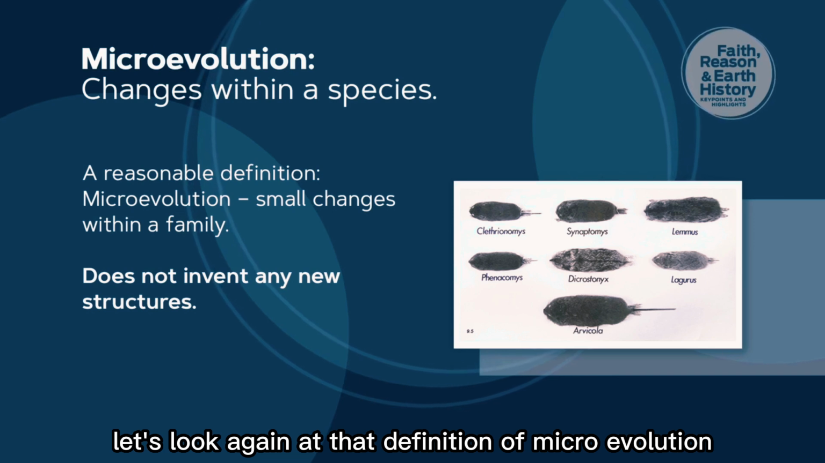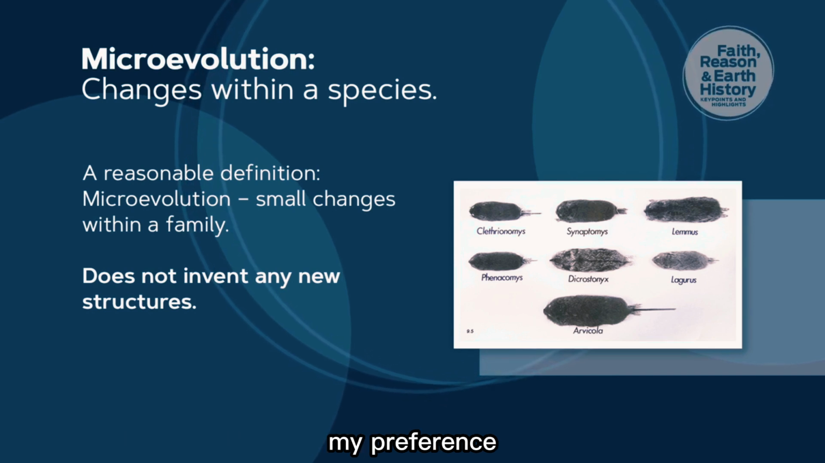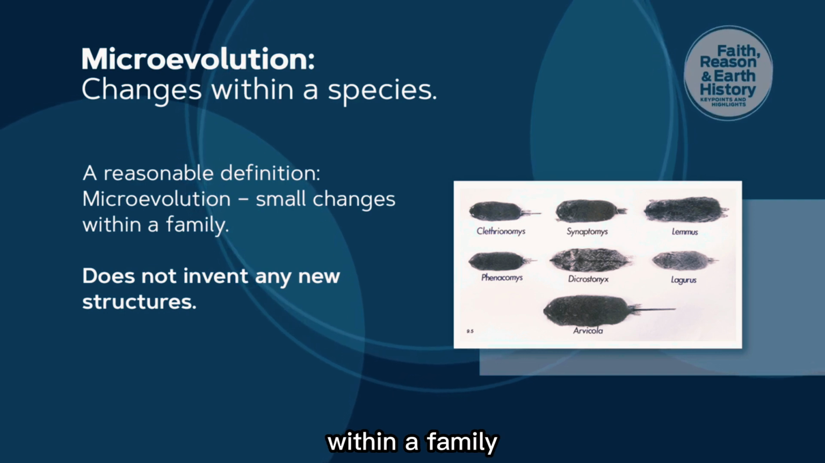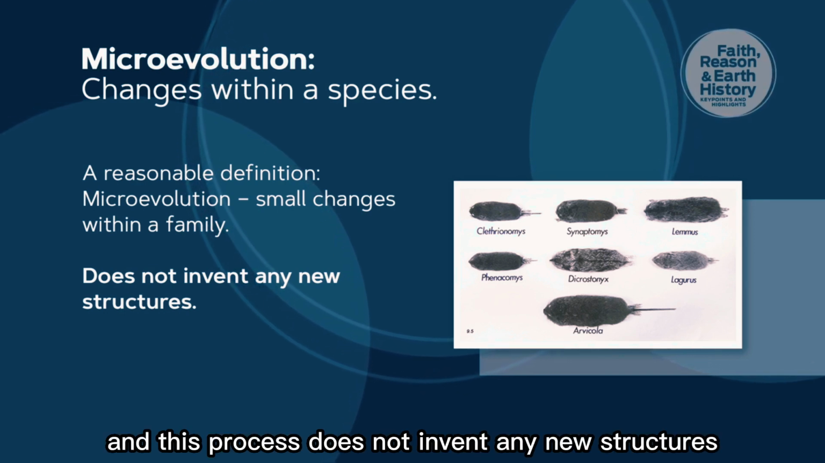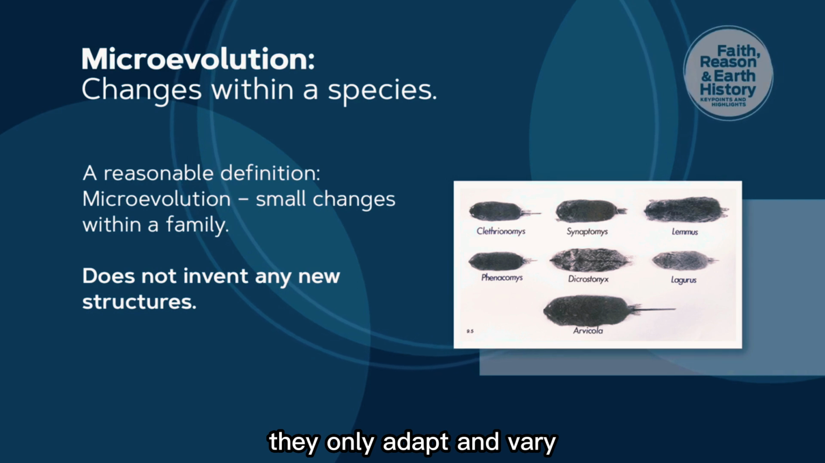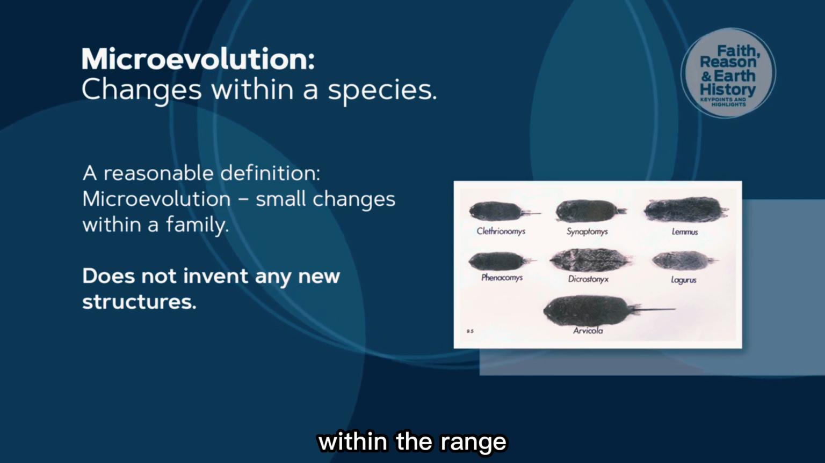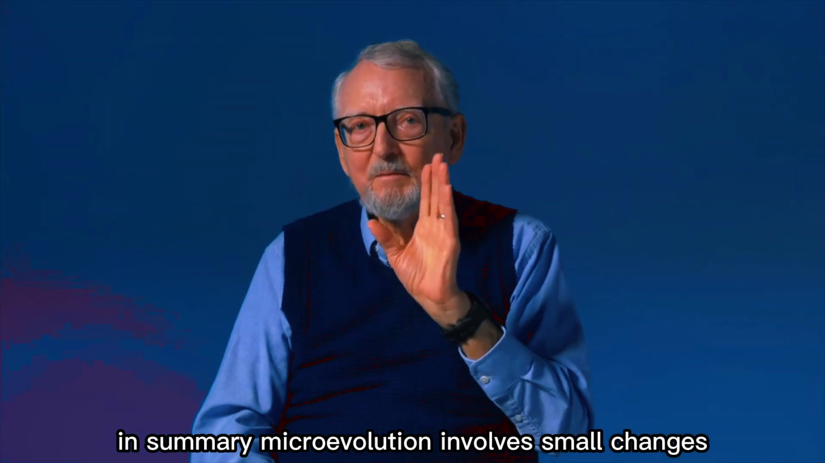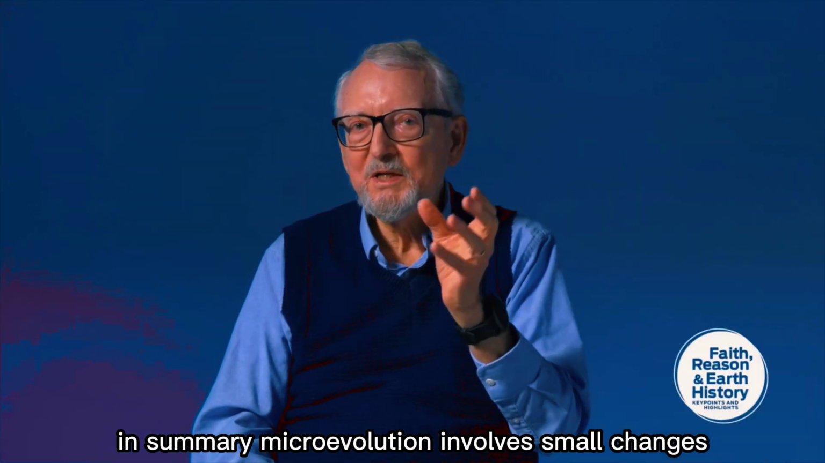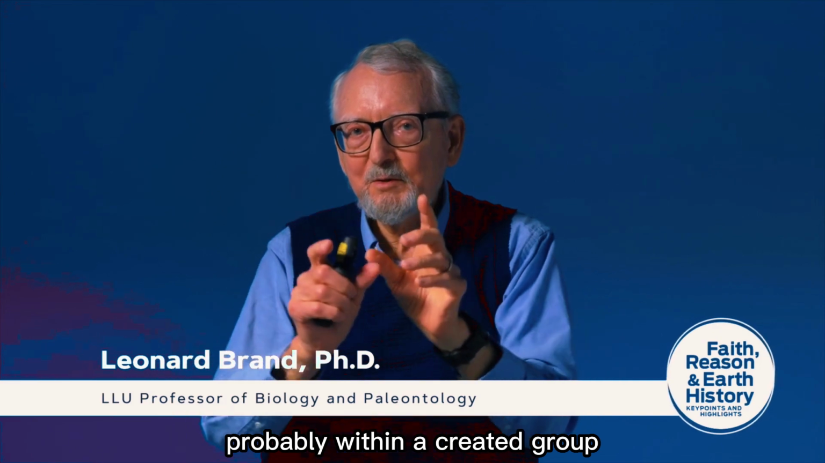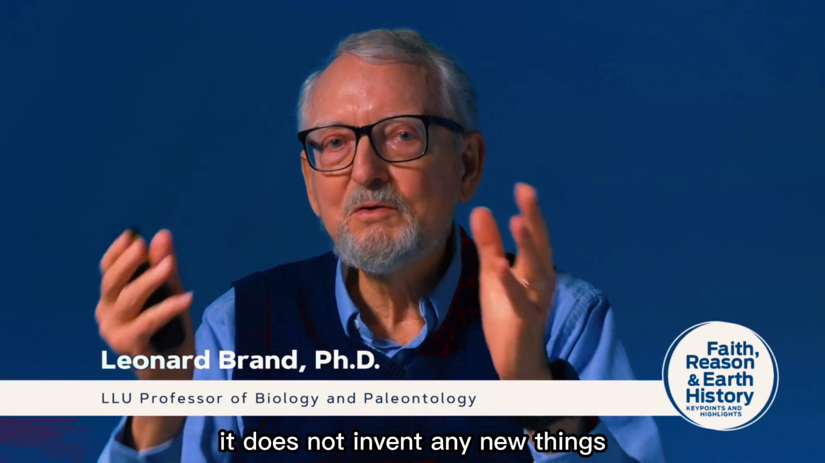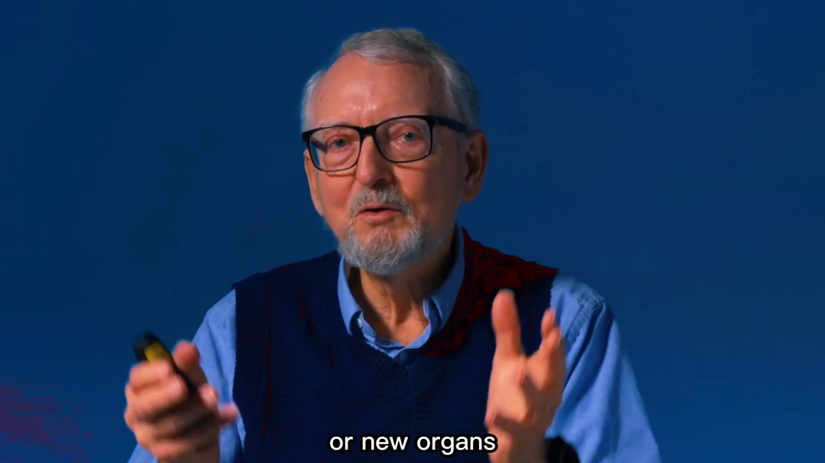Let's look again at that definition of microevolution. My preference for a definition is small changes within a family. And this process does not invent any new structures. They only adapt and vary within the range allowed by the nature of that group. In summary, microevolution involves small changes, probably within a created group with a cohesive genetic structure. It does not invent any new things like new feathers or new organs.